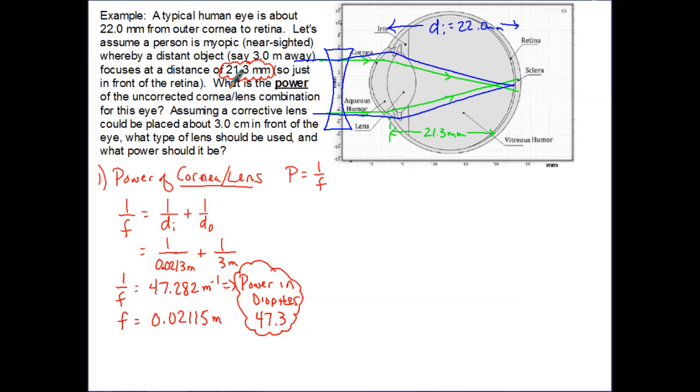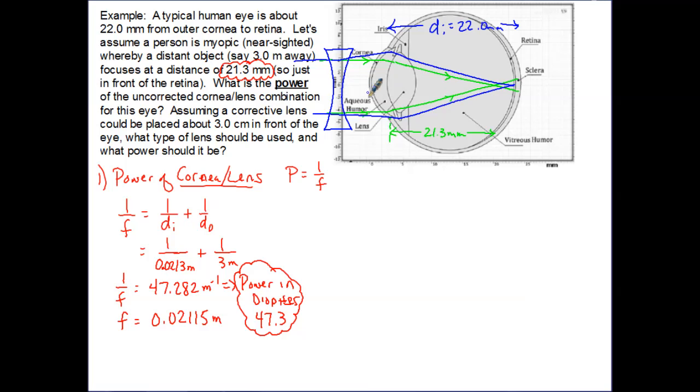Now granted, the actual object is 3 meters away, but I want to be able to determine where this lens will create a new image that's a little bit closer. So that's really what I'm looking for: where do I have to place, or how strong of a lens do I need, in order to bring that distant object a little bit closer so the eye can view it more easily. That's the idea.